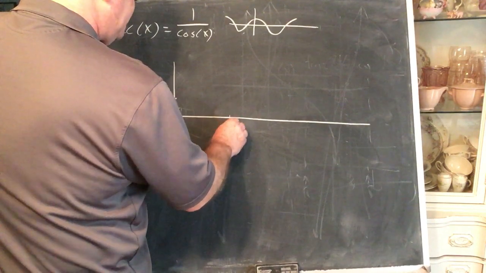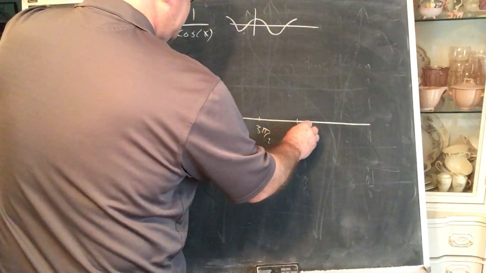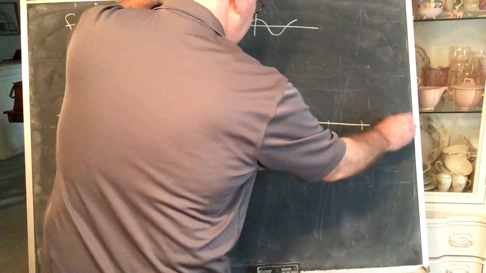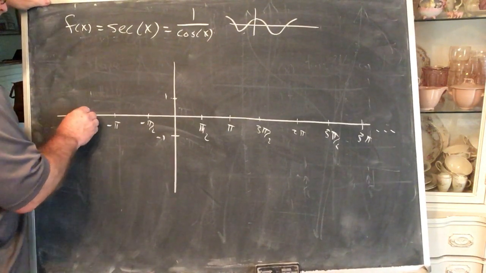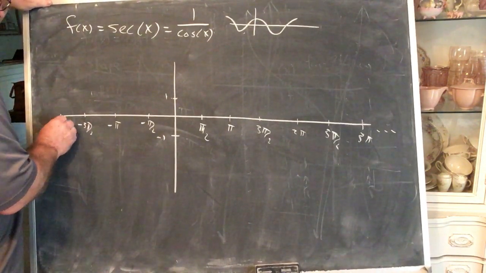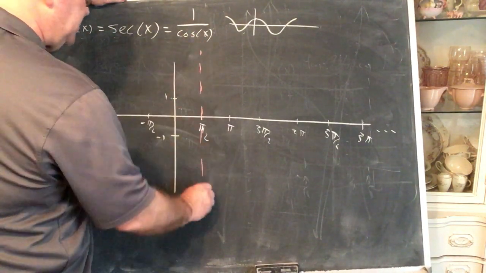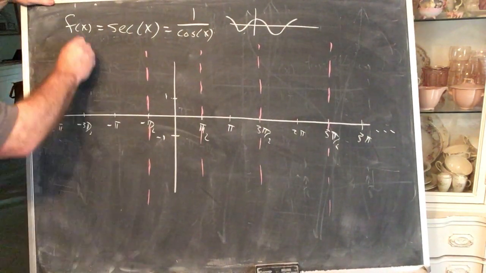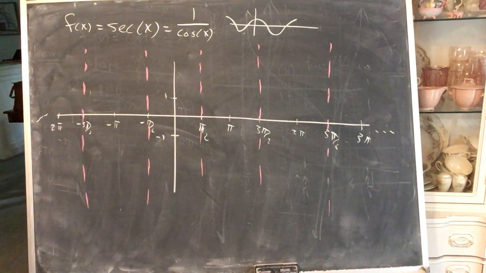So if this is pi, there's pi over 2, 3 pi over 2, there's 2 pi, there's 5 pi over 2, 3 pi, and so on. Here's negative pi over 2, negative pi, negative 3 pi over 2, negative 2 pi, and so on. And anywhere cosine crosses the axis, so the vertical asymptotes are at pi over 2, 3 pi over 2, 5 pi over 2, negative pi over 2, negative 3 pi over 2, and so on. All right?